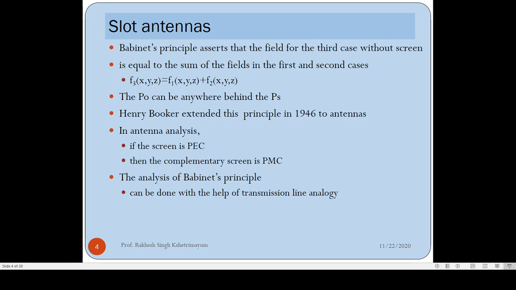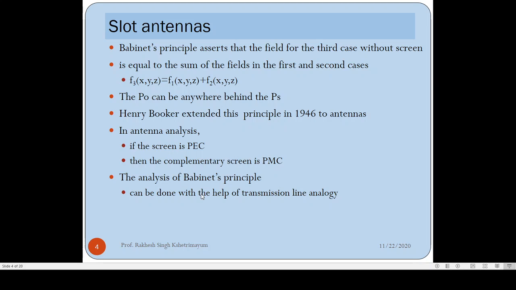So that is the Babinet principle in optics, and this principle is extended for the case of antennas by Henry Booker in the year 1946. So in the antenna analysis, if the first screen is a perfect electric conductor, the complementary screen for a perfect electric conductor will be a perfect magnetic conductor. PEC should be the first screen, and the second screen, which is the complementary of PEC, should be PMC.